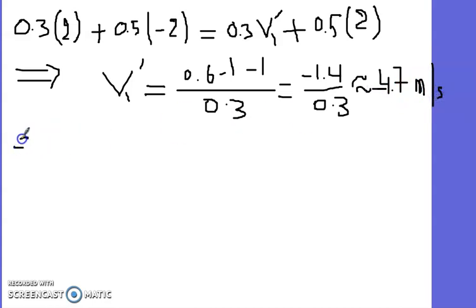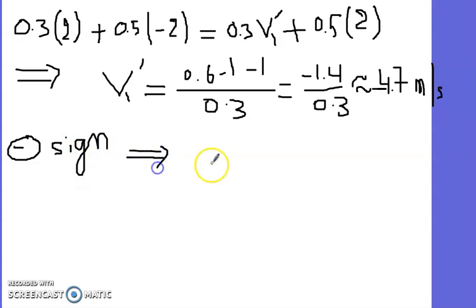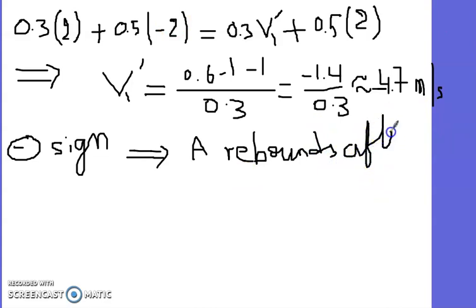Notice here the minus sign. You see, the minus sign implies what? It implies A rebounds just after collision. Okay, any problem? Good.